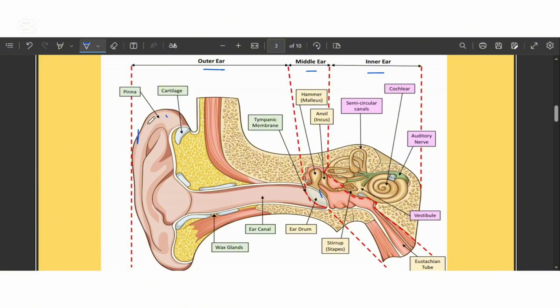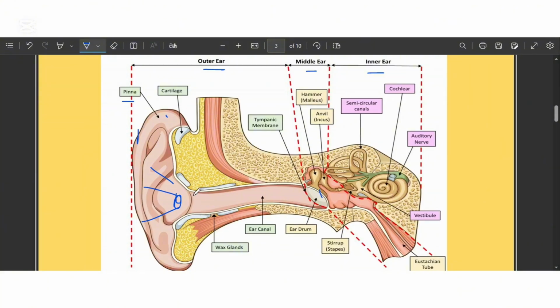This skin is known as the pinna, and it is made up of cartilage, and hence it has such structure. The pinna has a very important function. The function of the pinna is that it collects the sound waves from the surrounding and concentrates them, and then sends them along the auditory canal to the eardrum.